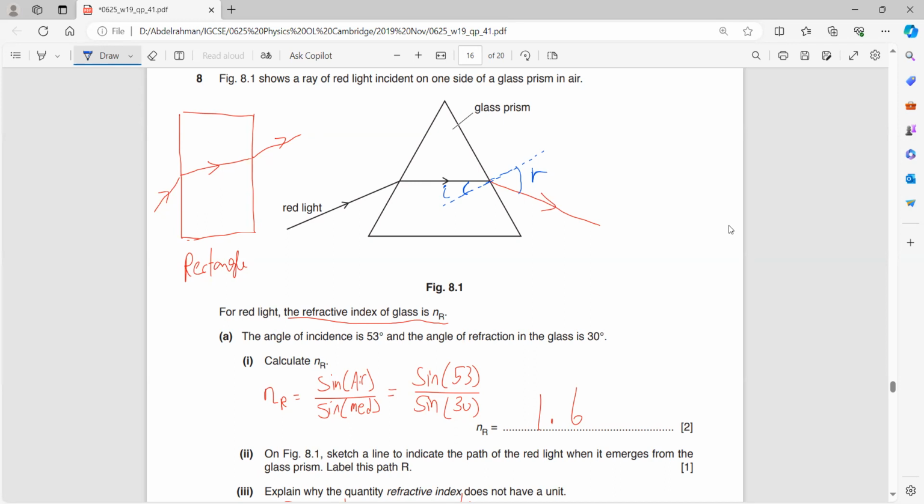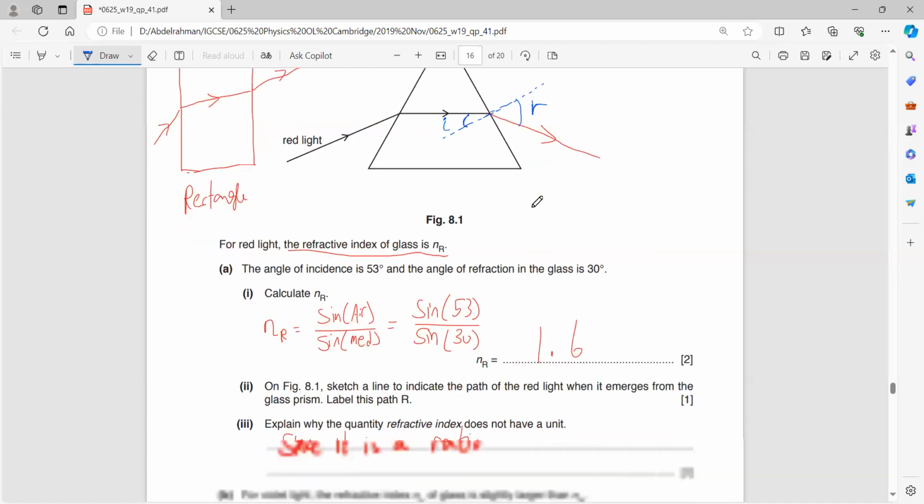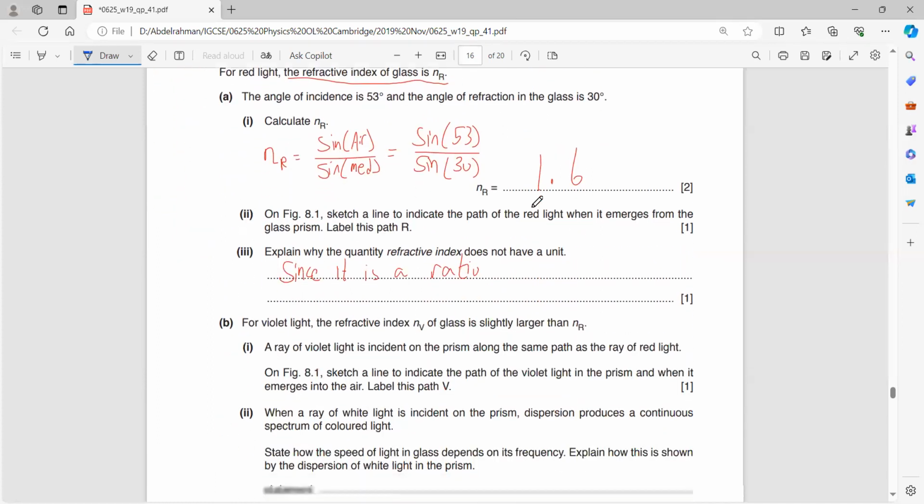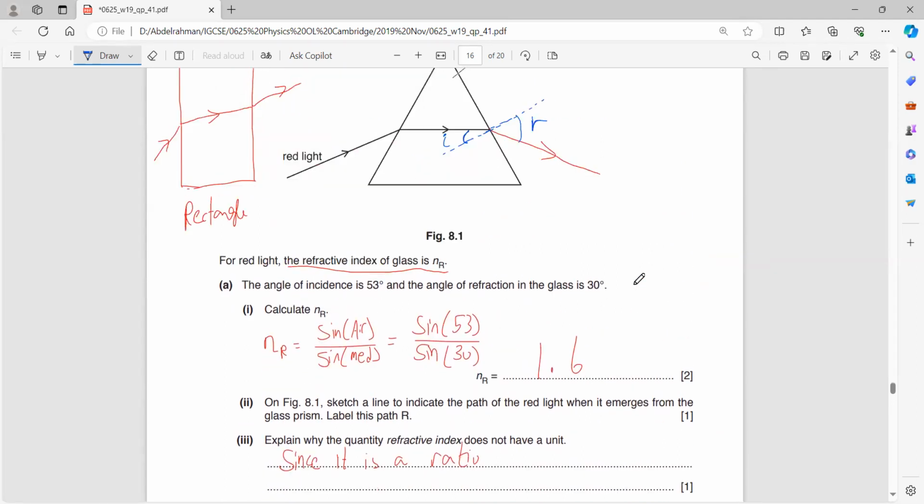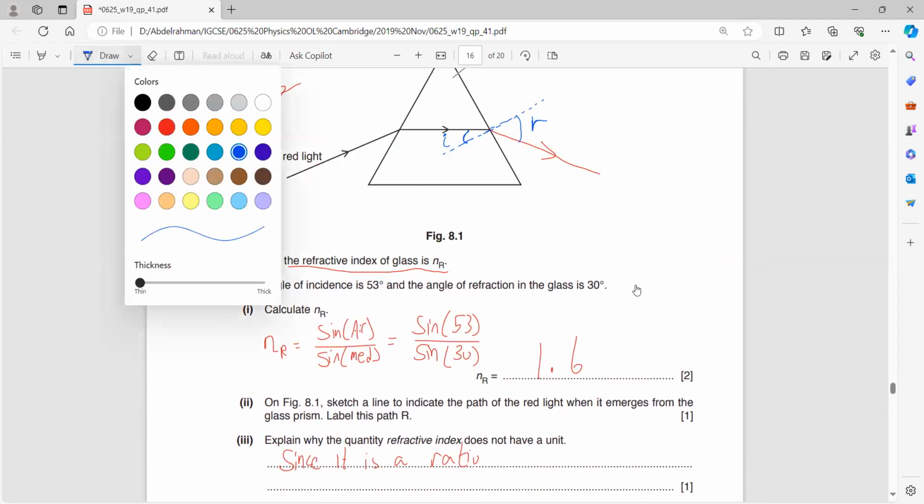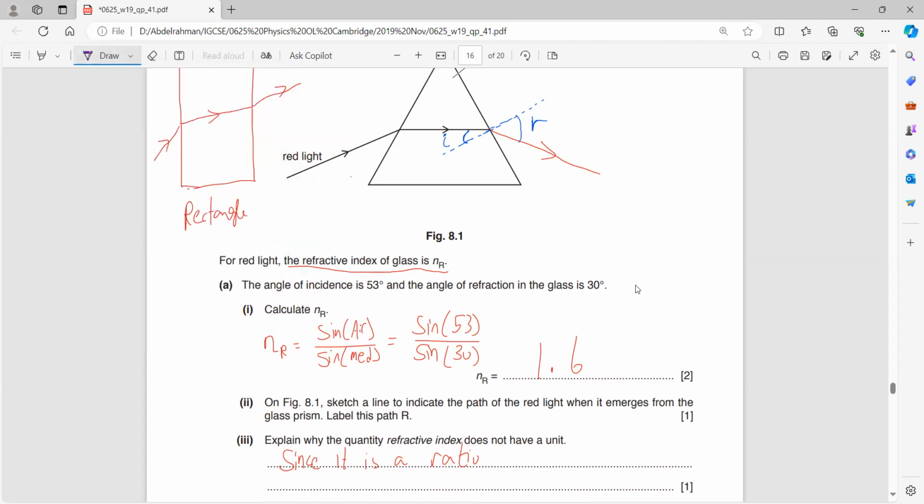ودلوقتي when we draw the violet light, هتشوفي the angle of refraction would be different than the red light. Okay. طيب بيقول لك, a ray of violet light is incident on the prism along the same path of the red light. يعني you had the violet moving, تعالوا نختار violet مثلا, this is purple, whatever. It was moving initially with the red light, يعني initially it was moving on the same line.